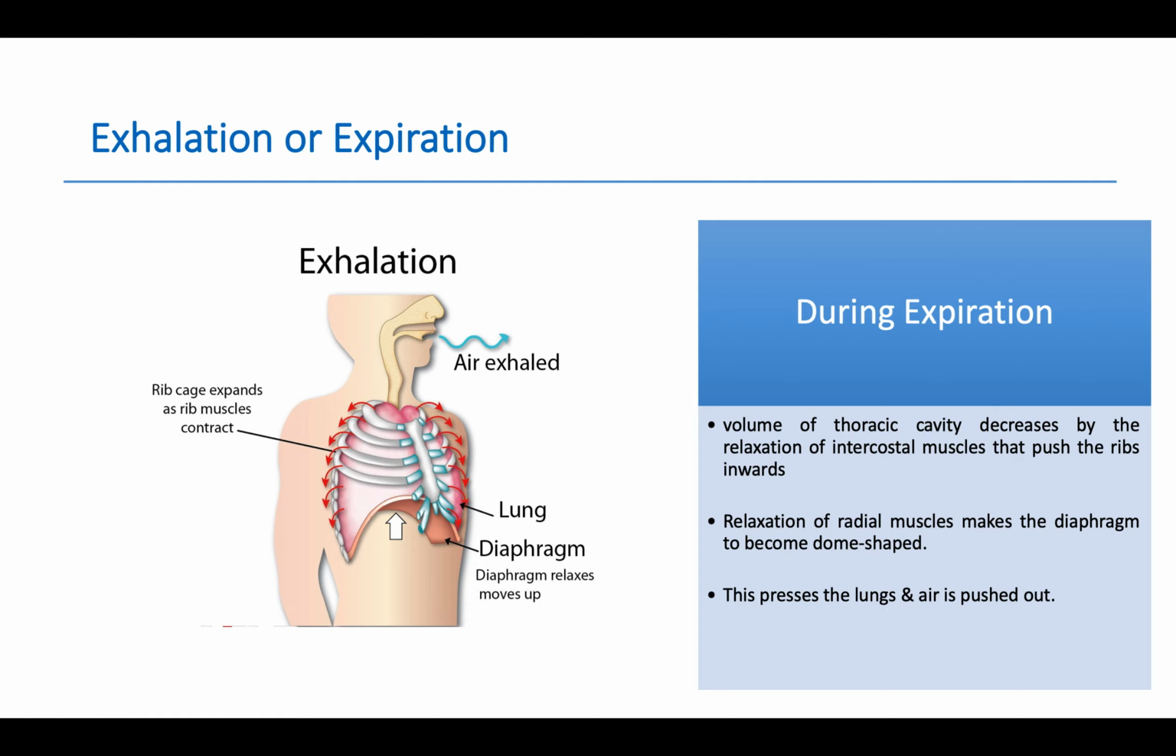Relaxation of radial muscles of the diaphragm makes it dome shaped. As it becomes dome shaped, it moves upward, and it also helps in reducing the volume of the thoracic cavity. This presses the lungs and air is pushed out.